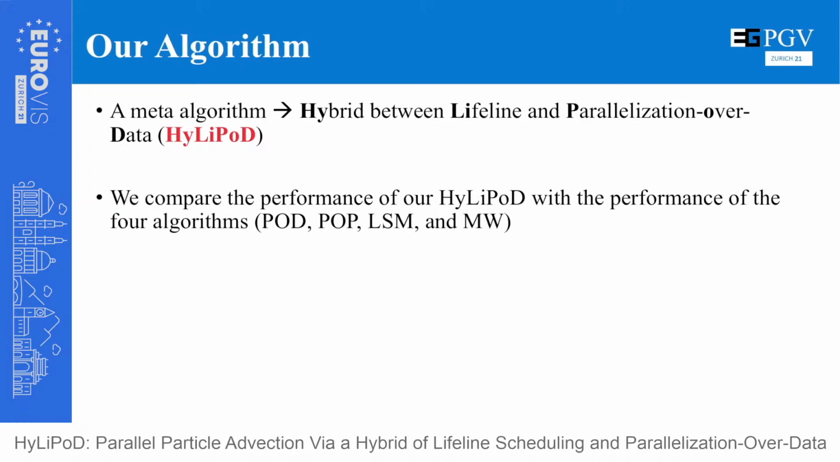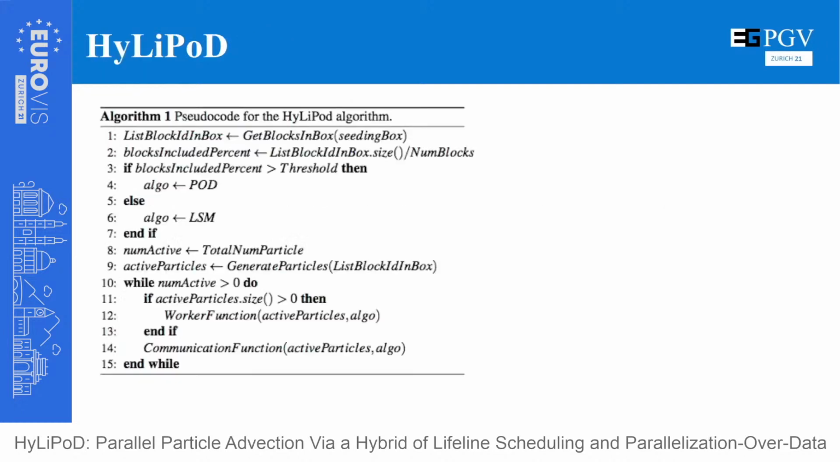We compare the performance of HyLiPoD with the performance of the 4 algorithms, POD, POP, LSM, and MW. HyLiPoD starts by calculating the percentage of blocks included in the seeding box to the total number of blocks, and then it compares the percentage with a given threshold. Depending on that comparison, the algorithm chooses either to behave like POD or behave like LSM.